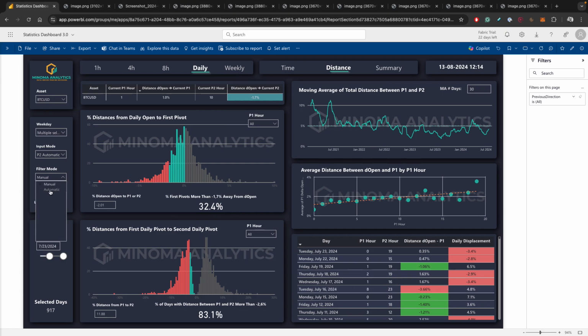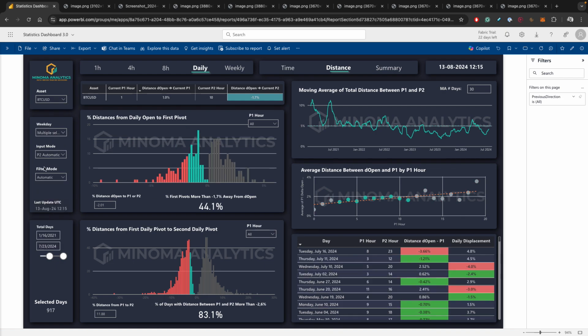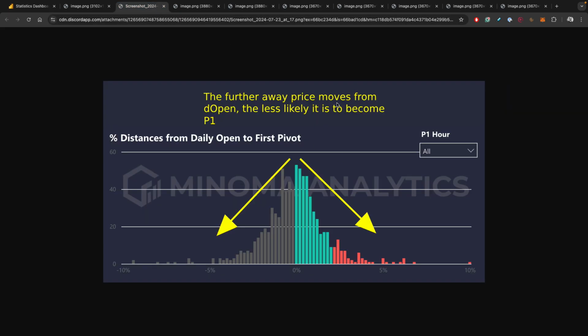And the next setting you want to use is filter mode automatic. These are the recommended settings: input mode P2 automatic and filter mode automatic. What filter mode automatic does is not important yet, but this is how I recommend using it, and we'll dive into it in a subsequent video to explain exactly what it's filtering on. It's filtering the data to make it more accurate, but for now it's not very important to realize what exactly is happening. So now that we have our settings, we're going to dive into some examples to see how this works.